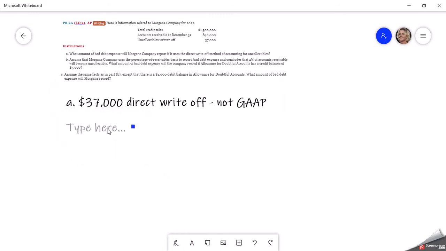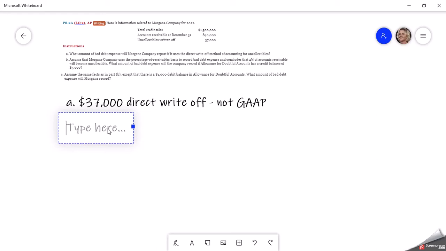So B says, assume that the Morgan Company uses the percentage of receivable basis to record its bad debt, and that it concludes that 4% of the accounts receivable will become uncollectible. What is our bad debt expense, and what will the company record for their allowance for doubtful accounts if there's a current credit balance of $3,000?